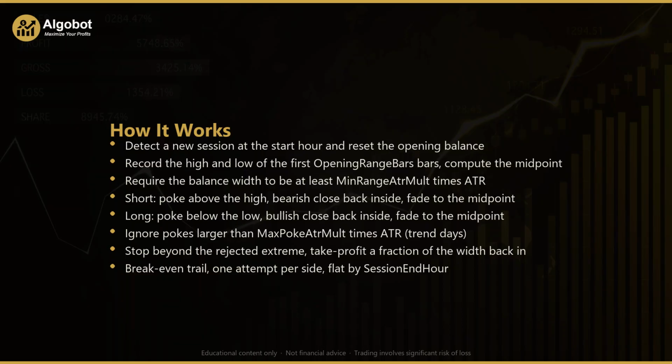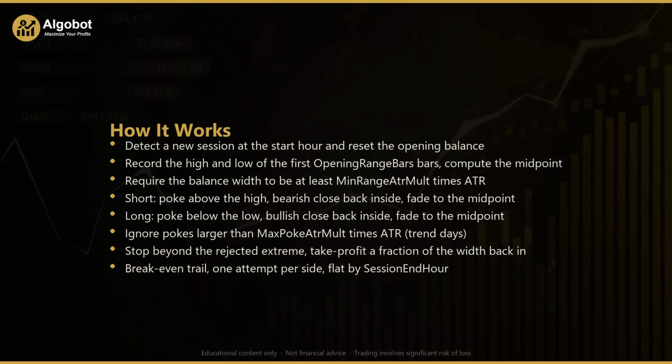Now the entries. On the short side, the strategy detects a bar whose high reaches or exceeds the balance high, but does not exceed it by more than the maximum poke ATR multiple times ATR. That upper cap, defaulting to 0.75 ATR, is important because a poke bigger than that is treated as a genuine breakout and ignored, so the strategy never fights a strong trend day. The bar must then close back inside the balance and close below its open, a bearish rejection. When all of that lines up, the strategy signals a short.